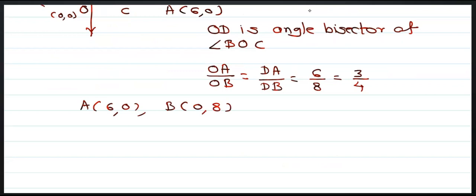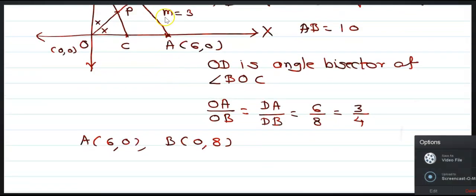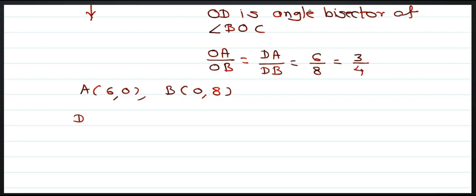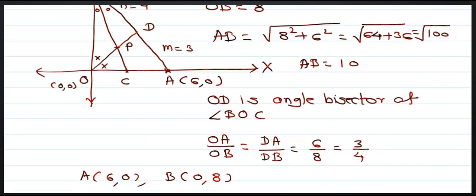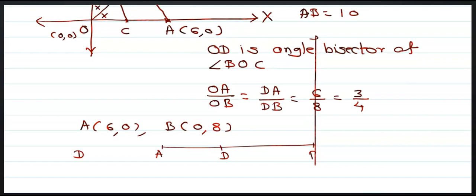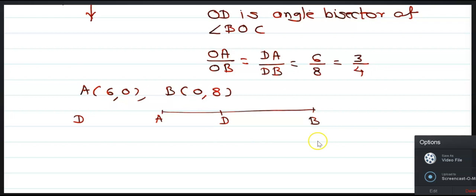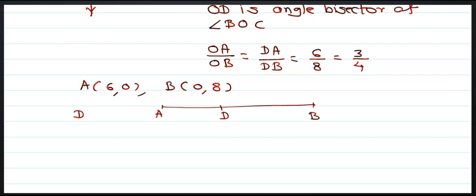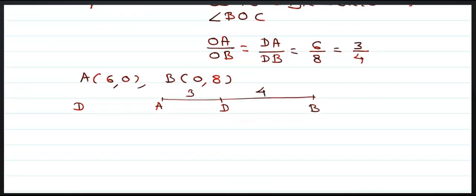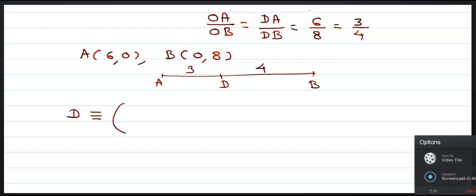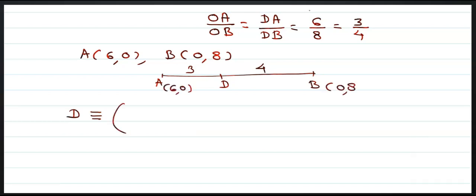Now see here, we take m is equal to 3, n is equal to 4. I have written separately here in the figure A, D, and this is B. We have these two points, and AD also and DB also. Therefore, 3, 4. We find the coordinate of the point D by using the section formula.